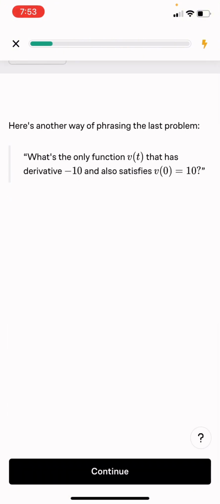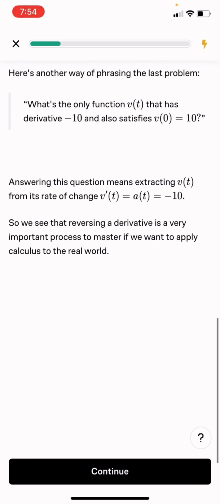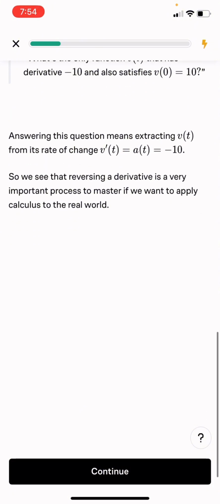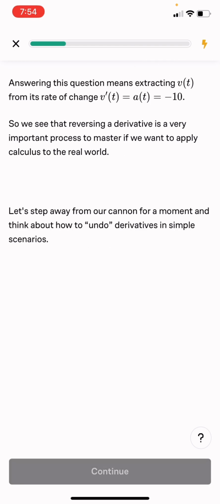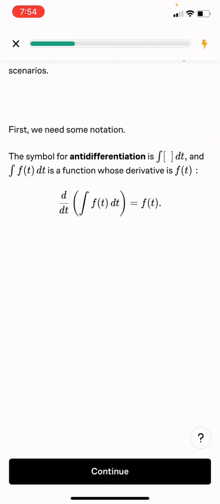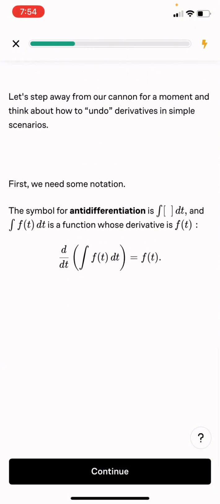Here's another way of phrasing the last problem. What's the function v(t) that has derivative negative 10 and also satisfies v(0) equals 10? Answering these questions means extracting v(t) from its rate of change, v'(t) equals a equals negative 10. So we see that reversing a derivative is a very important process to master if we want to apply calculus to the real world. Let's step away from the cannonball for a moment. Let's think how to undo derivatives in simpler scenarios.